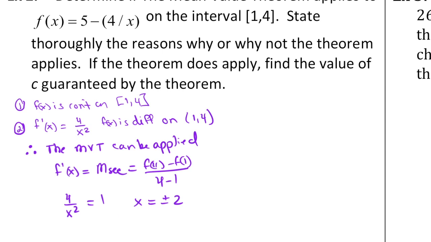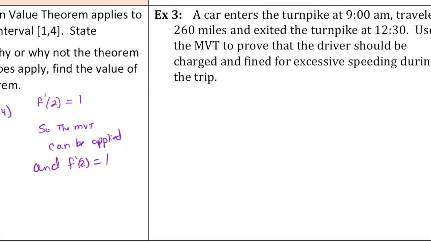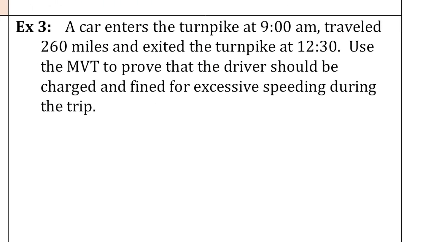Now, as you can see, x equals -2 is not in your domain, so we will exclude that as one of our solutions. So what we know is that f prime at 2 is going to be equal to 1, and this was guaranteed by the mean value theorem. So the mean value theorem can be applied, and f prime at 2 is equal to 1. Now, how this is used might be something similar to the following example.